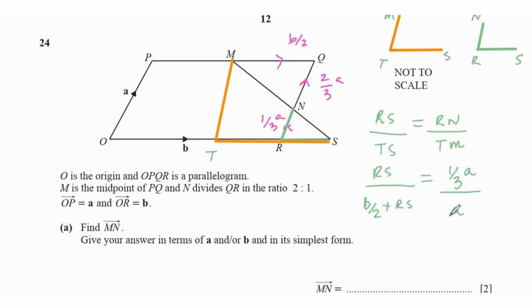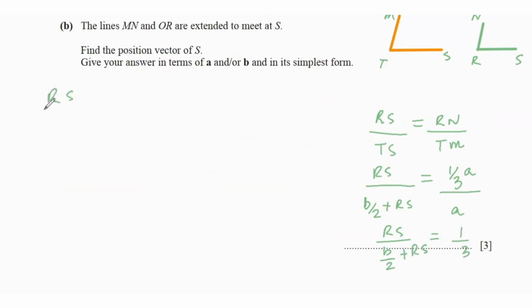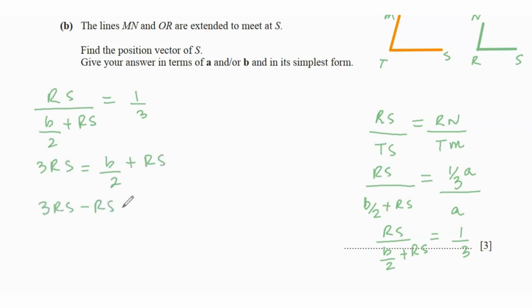So the A's get cancelled out and we're left with RS over B over 2 plus RS equals 1 over 3. Cross multiply: 3RS equals B over 2 plus RS. 3RS minus RS is B over 2. That's 2RS. So RS is B over 4.